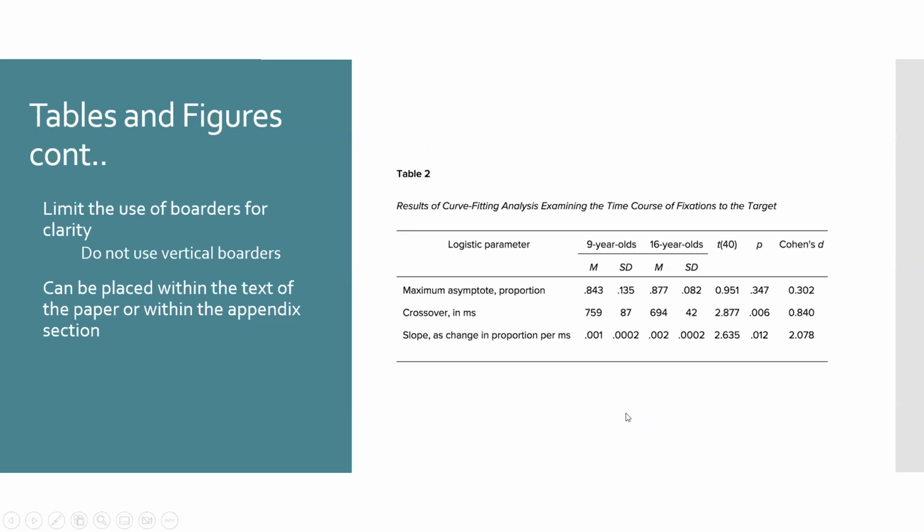APA wants you to limit the use of borders for clarity. In APA, we actually don't use vertical borders at all. Basically just get those out of there. It really mucks up the results in terms of readability.